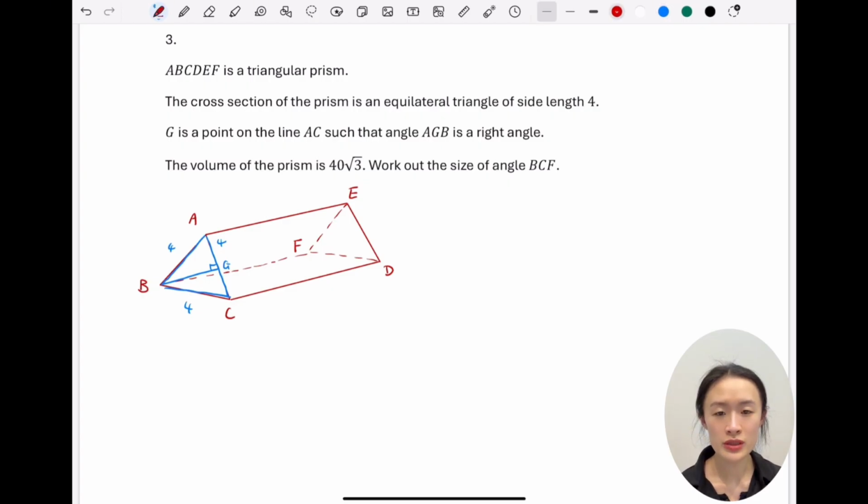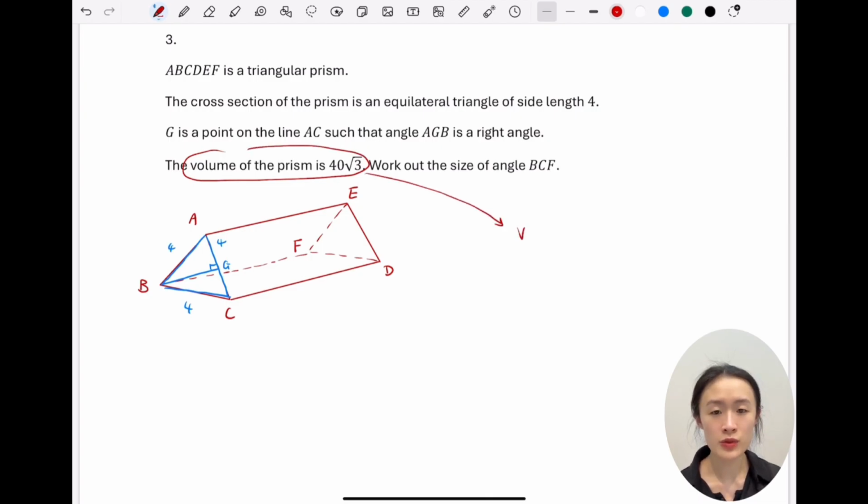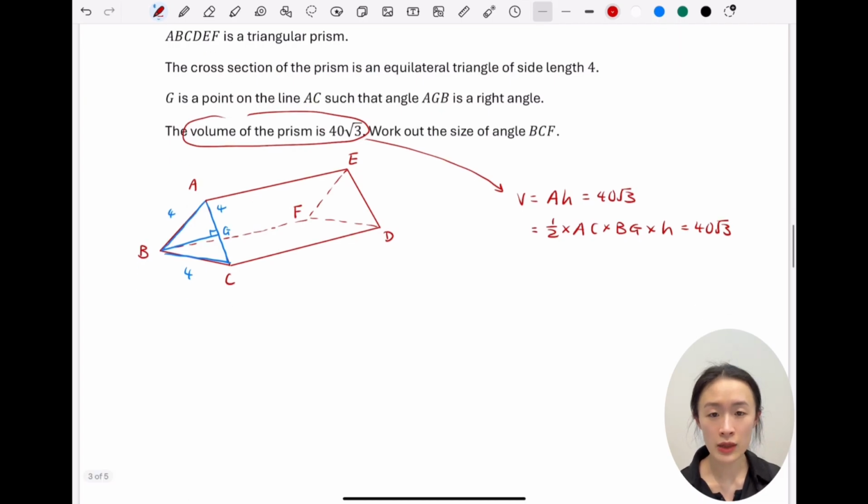And we are also told that the volume of this prism is 40 root 3. So volume of a prism we know is going to be the base area times its height. Therefore, it's a half times AC times BG, which is the area of the base, times by height, and that is 40 root 3. Now, what we don't have is BG, but we can work it out.